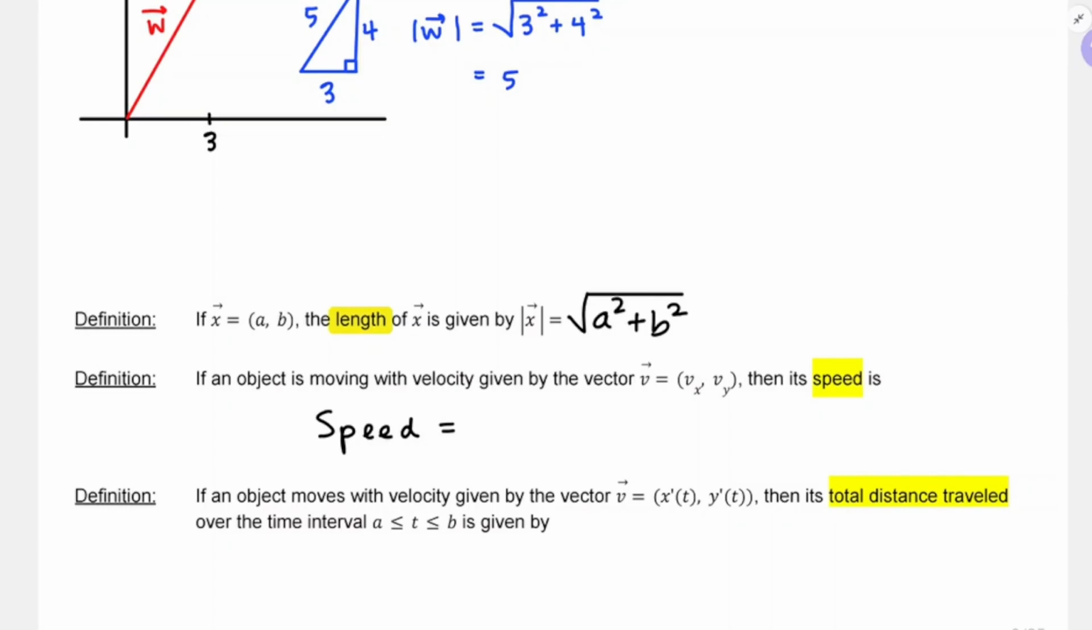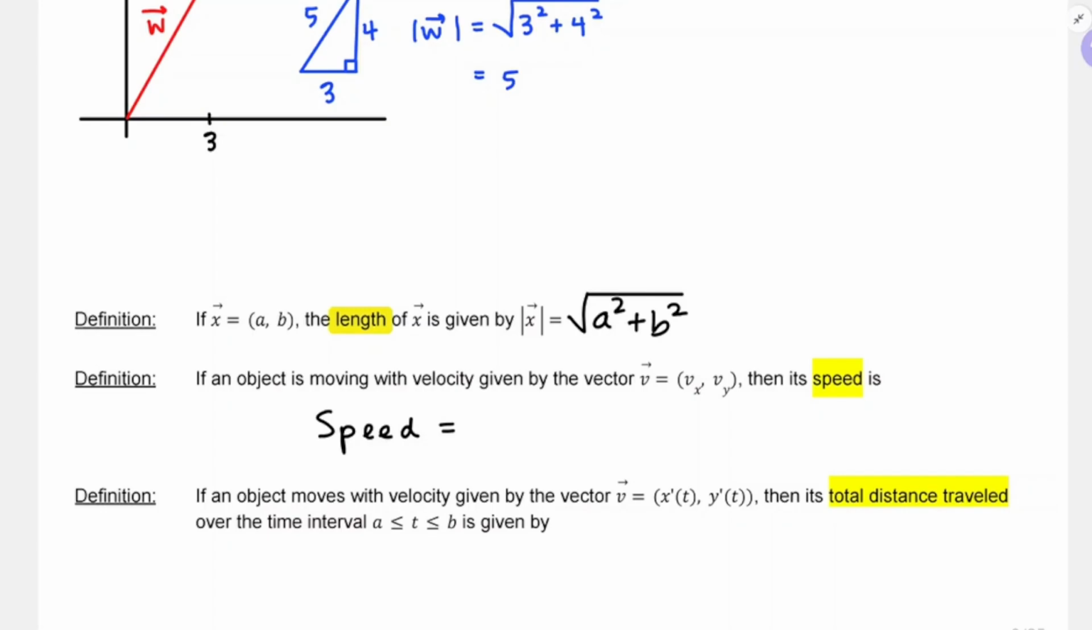And what we're really going to need to take the length of in this class is the velocity vector. And it's almost the only thing we would need to take the square root of the sum of the components squared. Not the only thing, but almost the only thing. So if we have vx and vy, which is probably what you would see in a physics class, I'm going to call this x prime of t and y prime of t because that's going to be a really important connection for you to make.